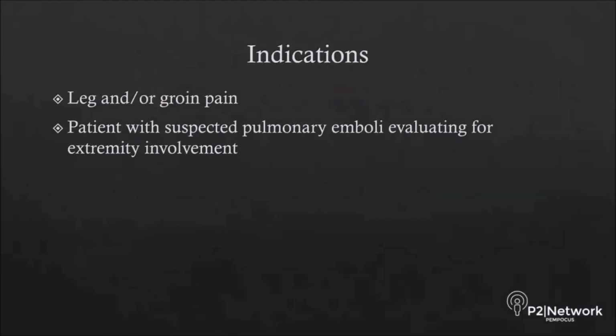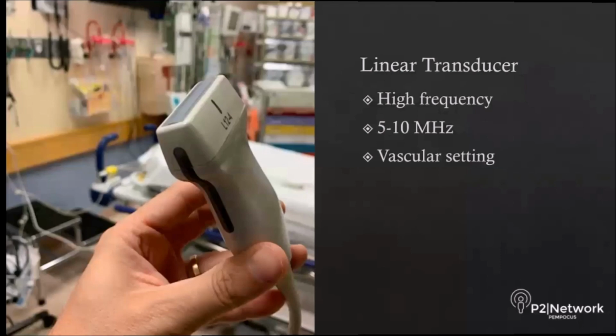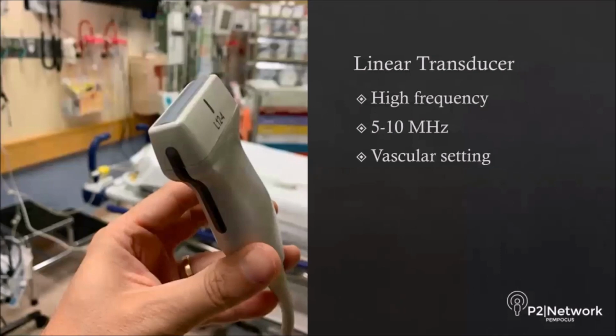The indications for doing a DVT study include if there's leg or groin pain in the area, and if the patient with suspected pulmonary emboli or embolism is being evaluated for extremity involvement. The probe that we use is a linear transducer, a high frequency probe that's 5 to 10 megahertz, and we generally put it in the vascular setting.